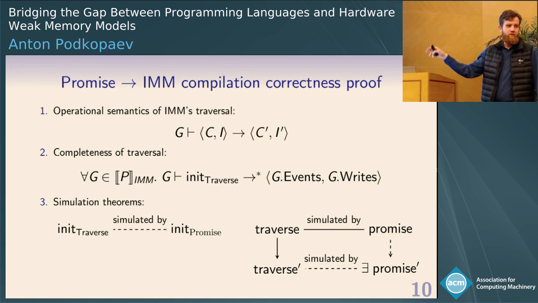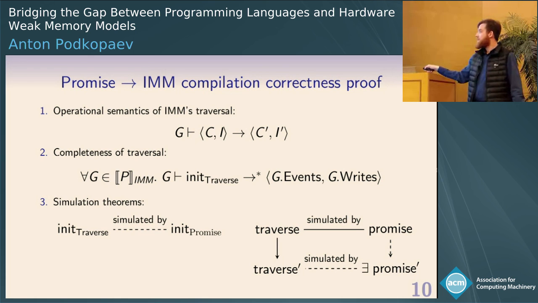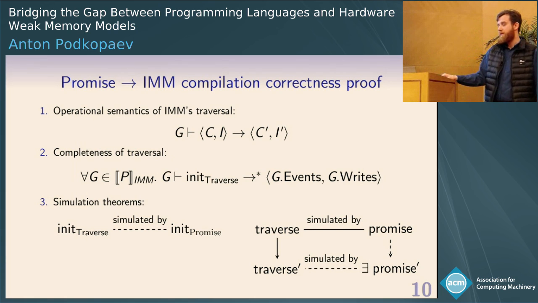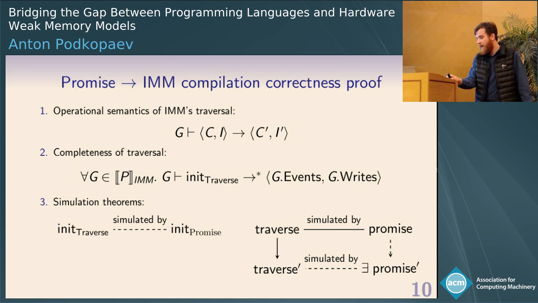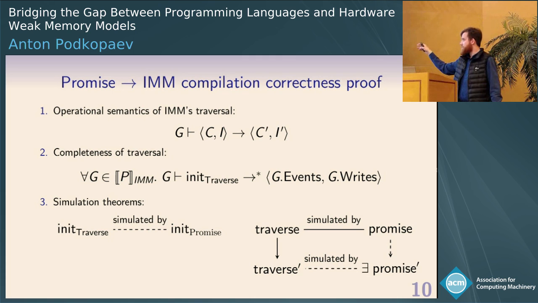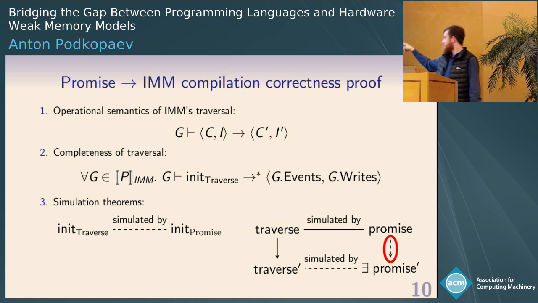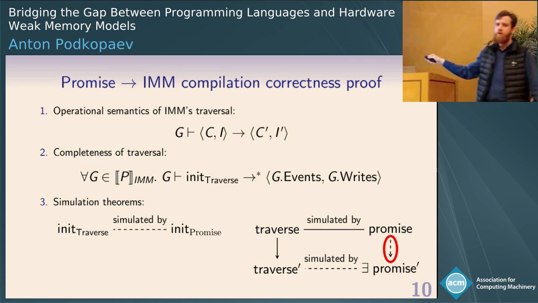Simulation might be represented as 2 theorems. First, we show that the initial state of traversal and the promising semantics are related via simulation relation. And then we show that if there is a traversal state which is simulated by a promising semantics state, and there is a step in traversal, then it might be simulated by promising semantics. Actually, the most complicated part in this theorem was to show that there is exactly such promise prime which is reachable from promise, not to relate it with traversal prime, and actually it's due to certification, which I mentioned before.